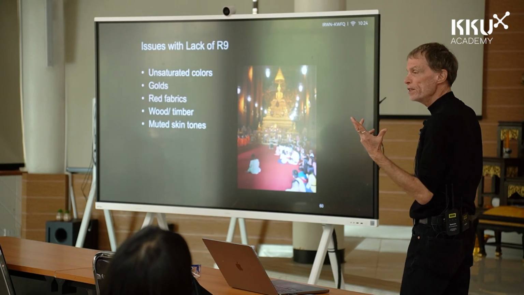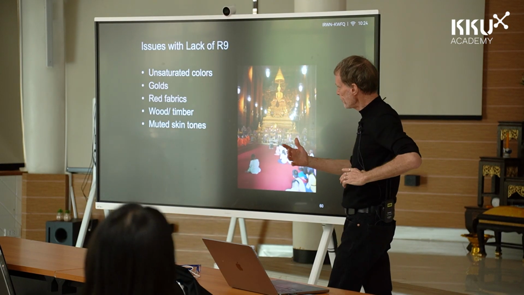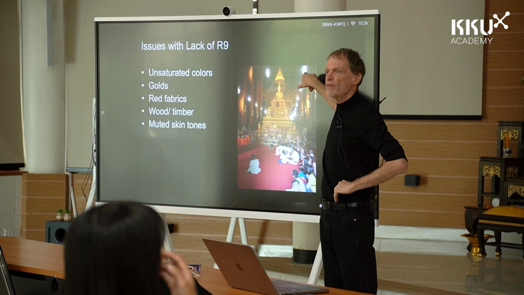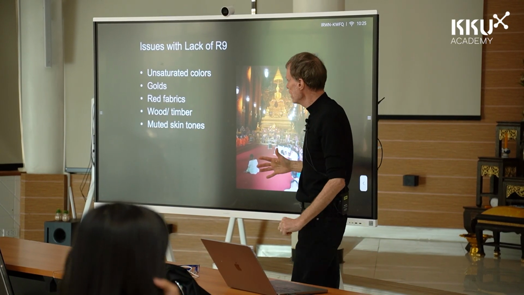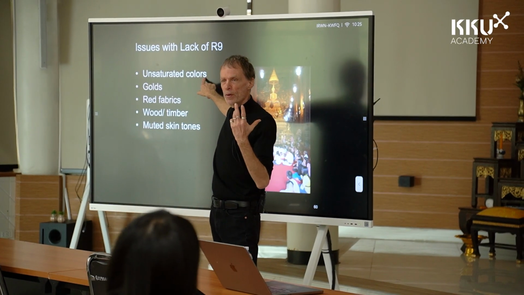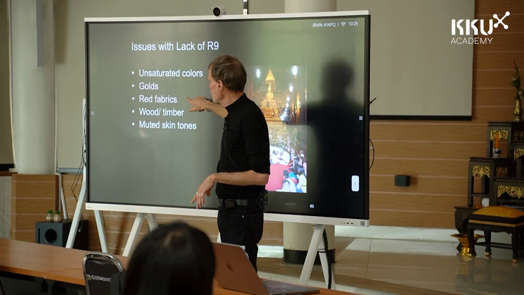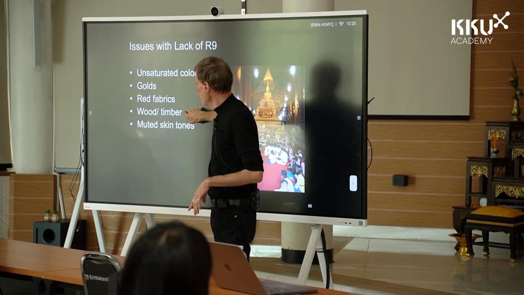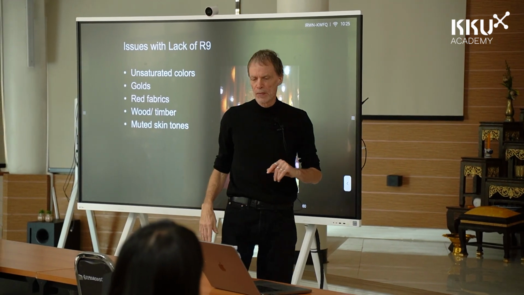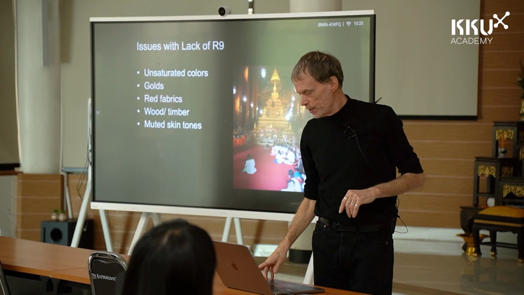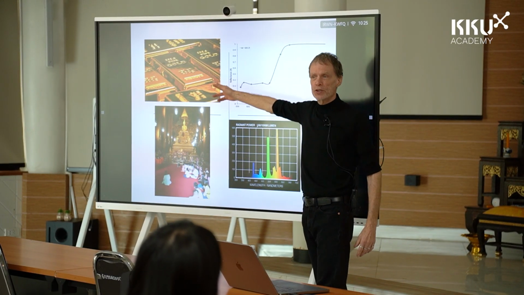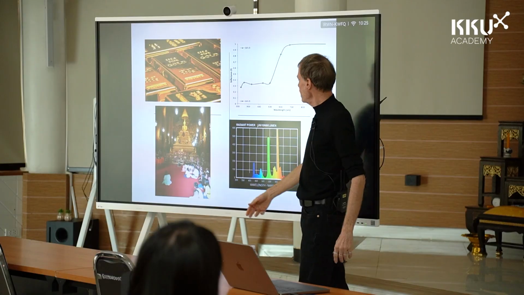So I dug into this more. The issue with R9, because these light sources are very deficient in spectra, is that you end up with unsaturated colors. The materials that are used are golds, reds, wood, and skin tones. Skin tones, okay? So I dug into this more. Gold, okay? Gold gets used a lot in temples.